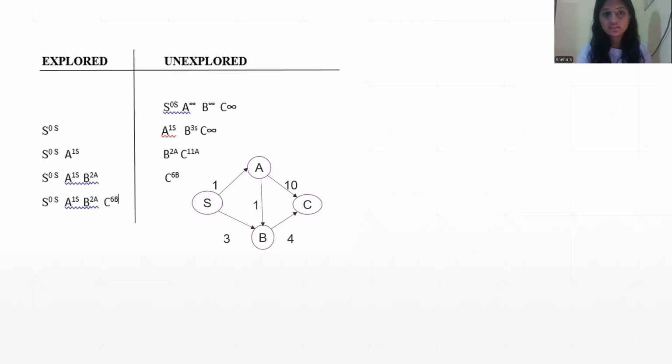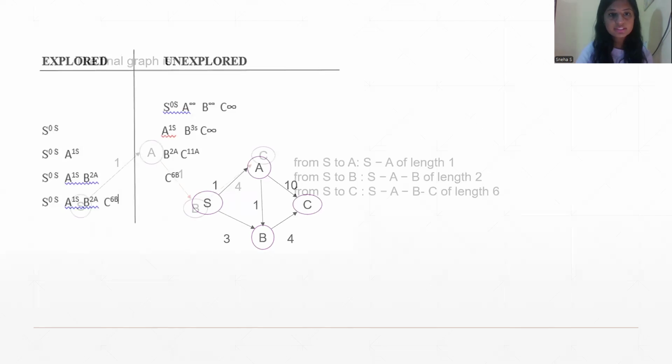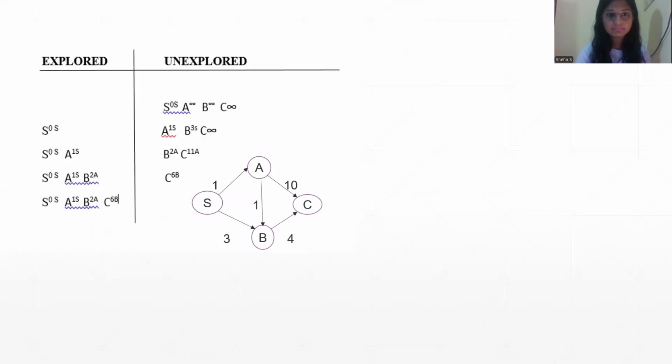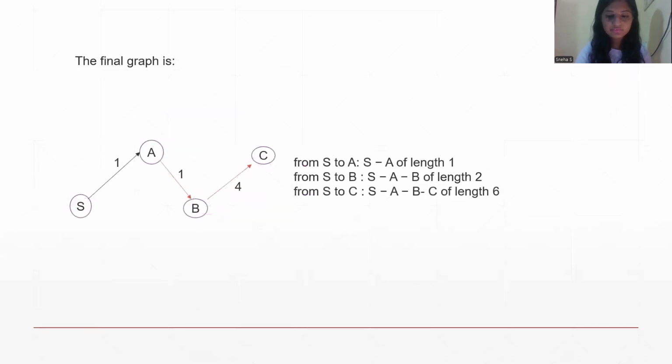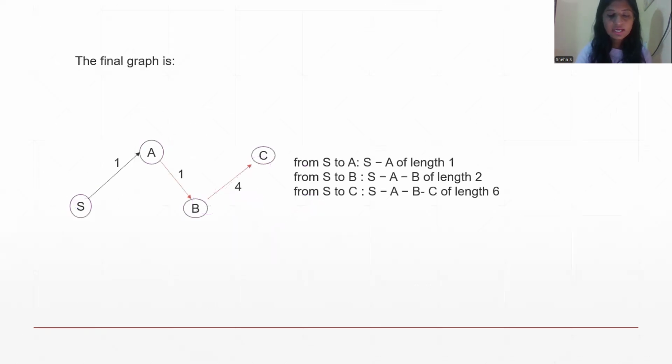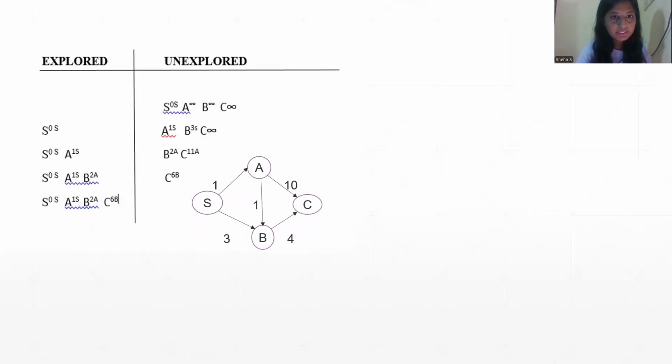Now we'll take the remaining unexplored one, that is C, to the explored side, and no further vertexes are to be explored. So this ends the algorithm. Now we'll be seeing the final graph. Since we have to find the shortest path, from the source to A it is 1, so we are taking 1. And from the source to B it is 2A, which is the shortest out of 2A and 3S, so we are considering that.